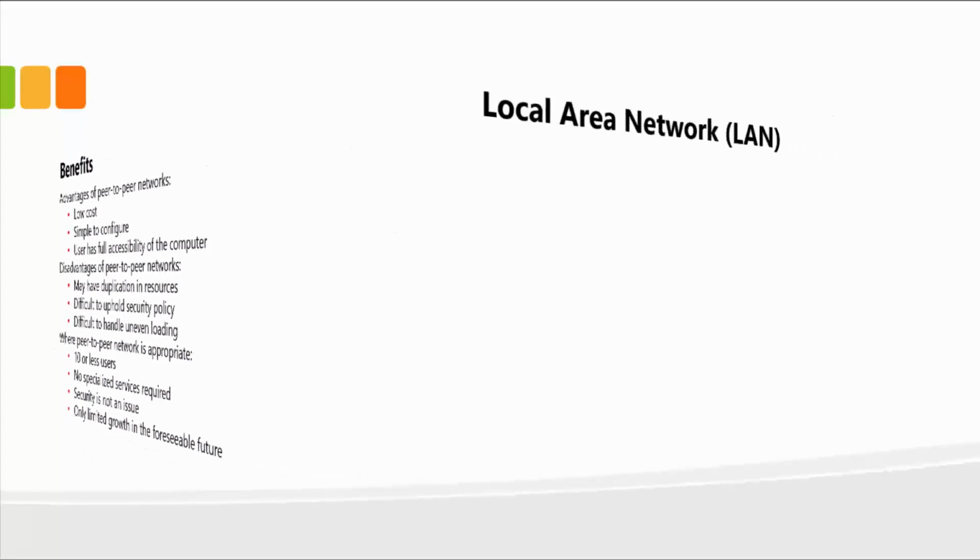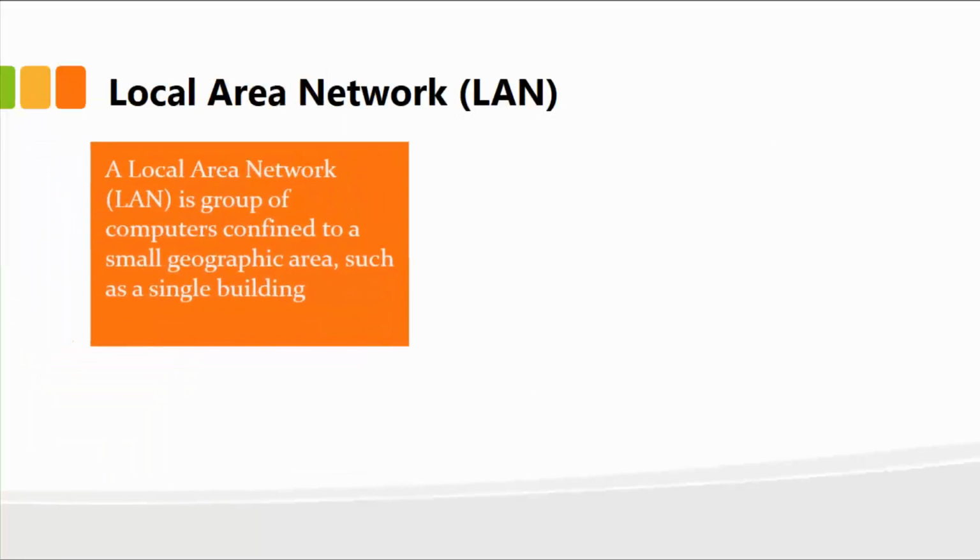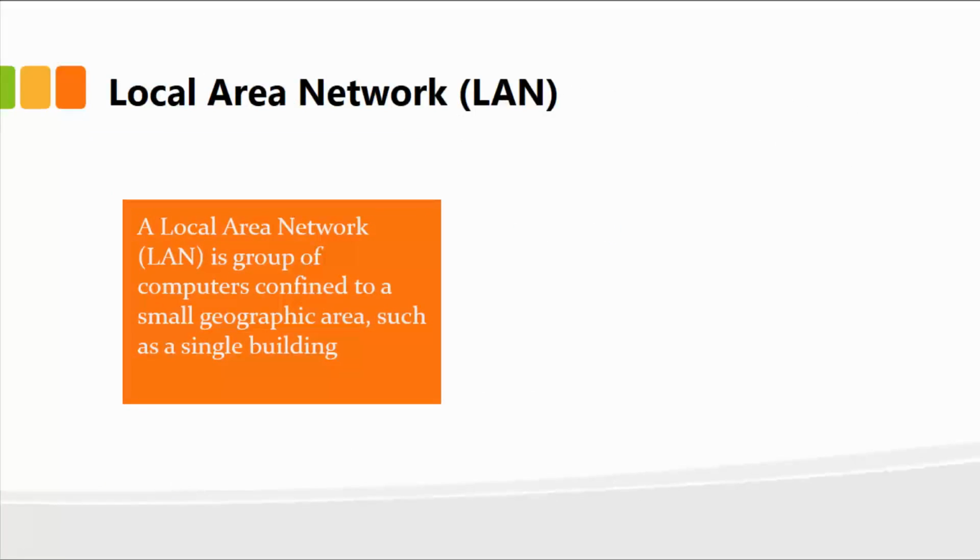So the local area network. Now we understand the basic configurations, the peer-to-peer and the server-based model. The local area network is a group of computers confined to a small geographic area, such as a single building, or an office space, for example, on a certain floor of that building. You may have your own local area network. No outsiders are allowed, only people that you authorize or place on the network are able to share resources.